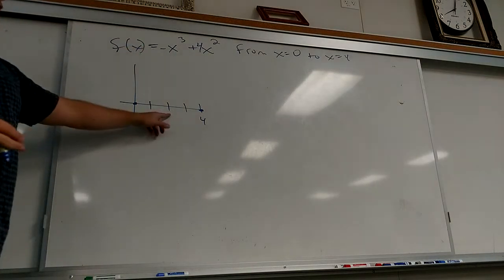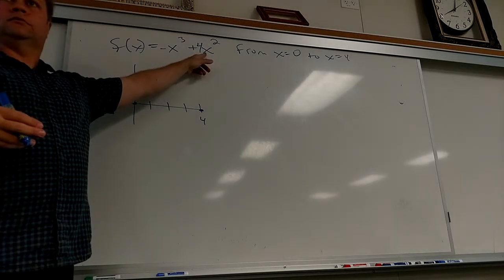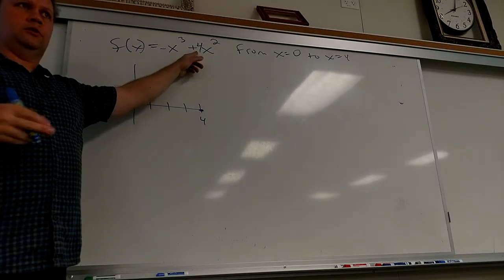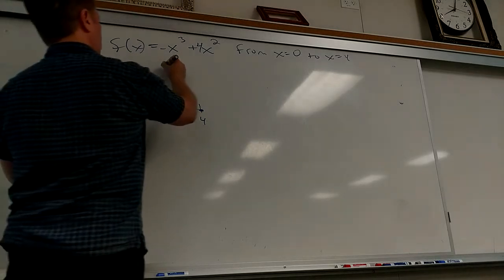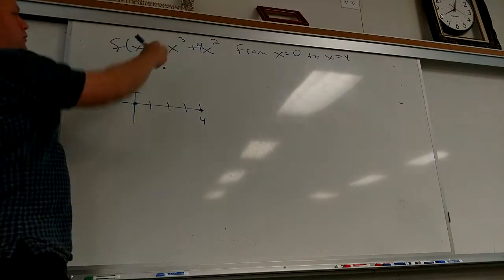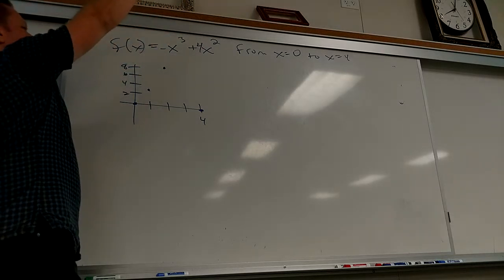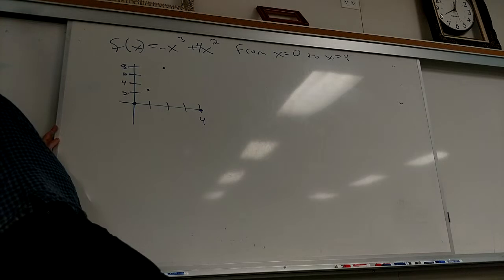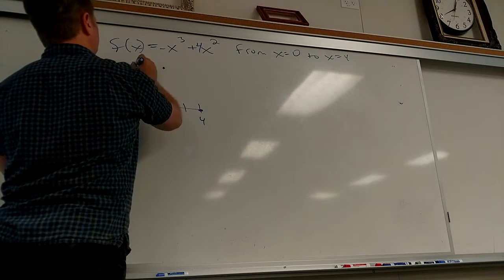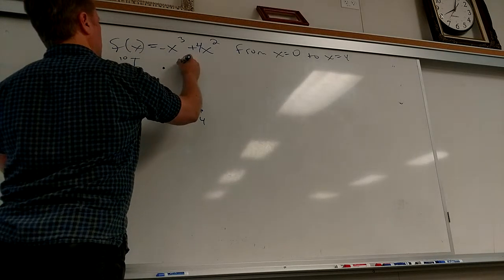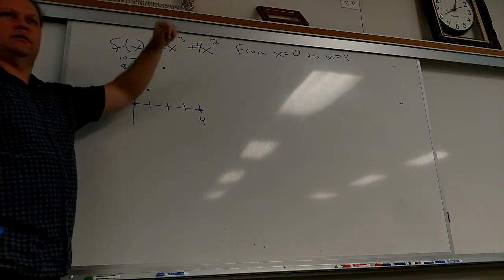Now, for the middle, at 2, what is this? Negative 8 plus 16 is 8. Is that cool? So at 2, it looks to be an 8. At 1, it's negative 1 plus 4, it's 3. And at 3, it's negative 27 plus 36, which is 9, I think. Does that make sense? So at 3, it's negative 27 plus 36, yeah, which is 9.